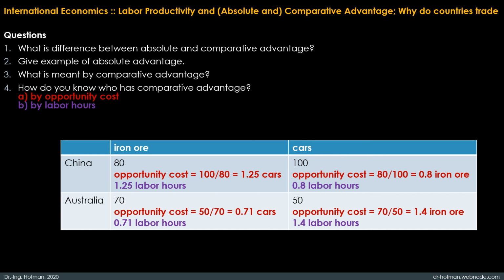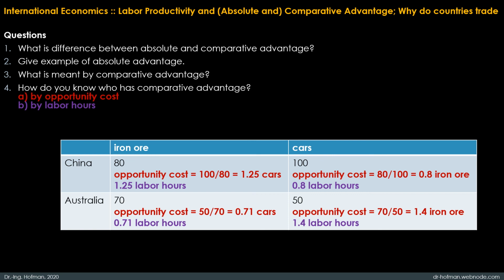Let's identify the comparative advantage. Comparative advantage is when a country can produce a good with the least opportunity cost. In our example, the opportunity cost for iron ore is 1.25 cars in China and 0.71 cars in Australia. As Australia has the lowest opportunity cost for iron ore, it therefore has a comparative advantage in the production of iron ore.